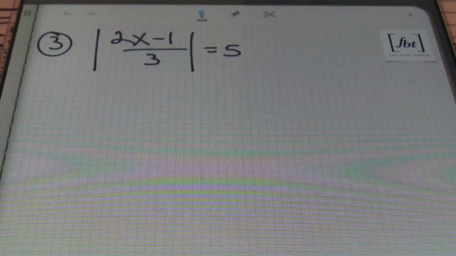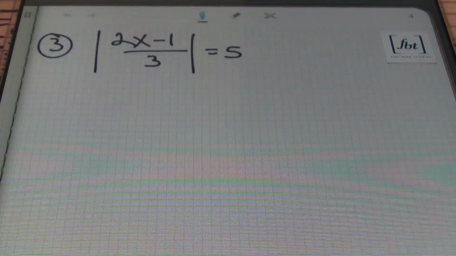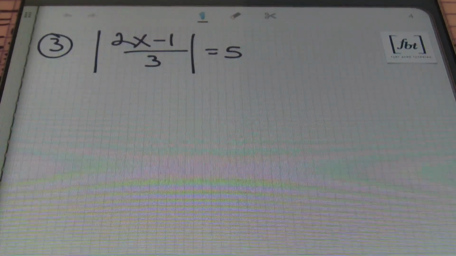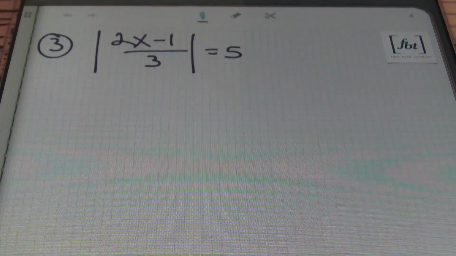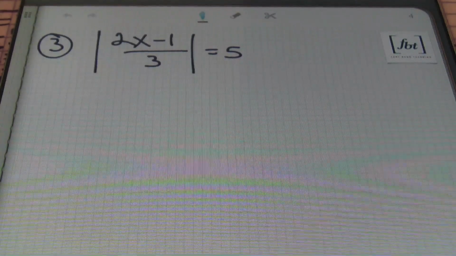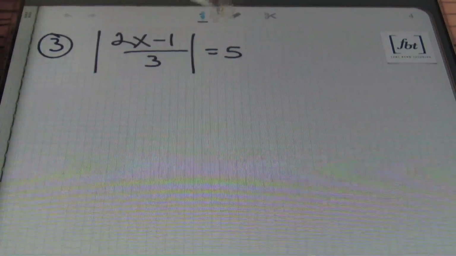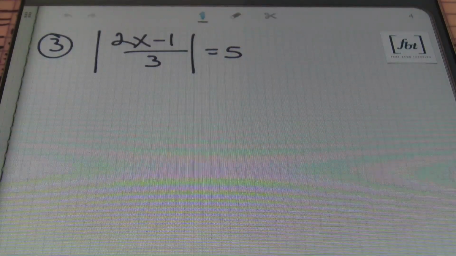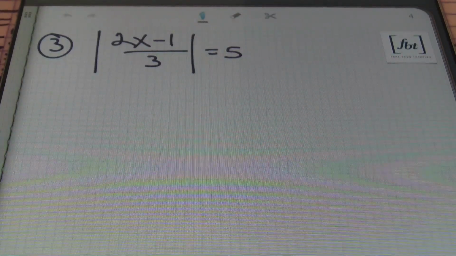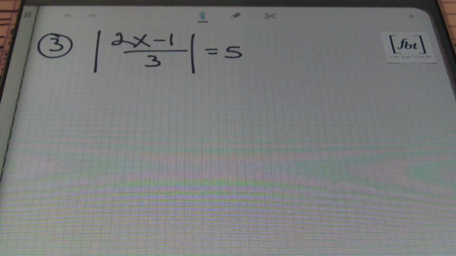Problem number 3, we have the absolute value of 2x minus 1 divided by 3, which equals 5. Well, my absolute value is isolated. It's on one side of the equal sign. And even better, we have it set equal to a positive number, which means we can solve this problem. So that means I'll be setting up 2 different scenarios here.